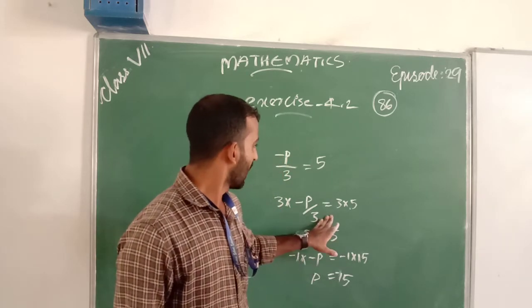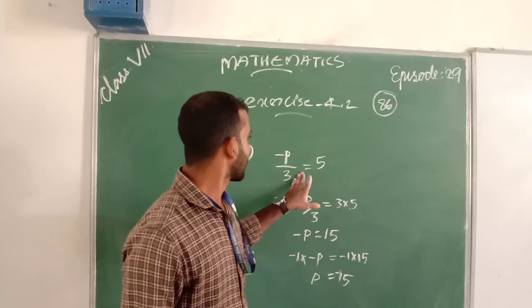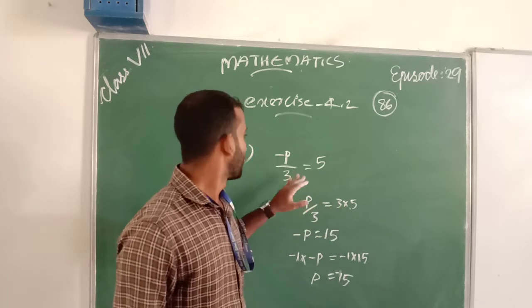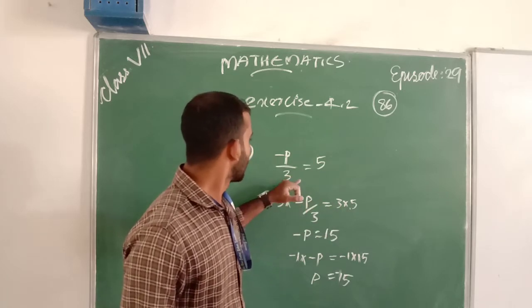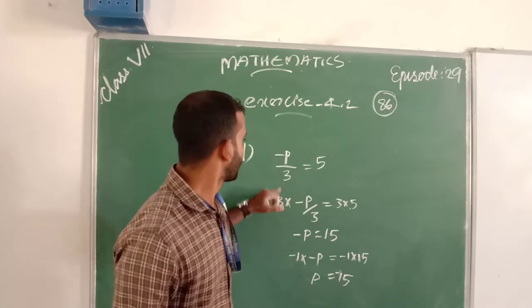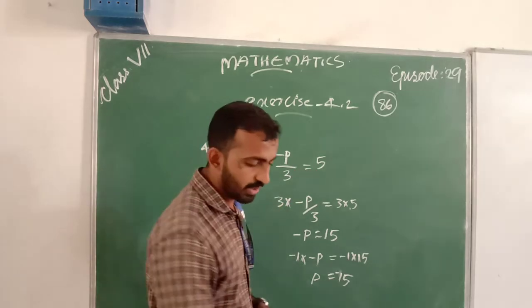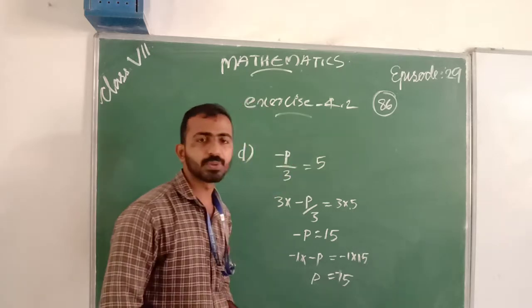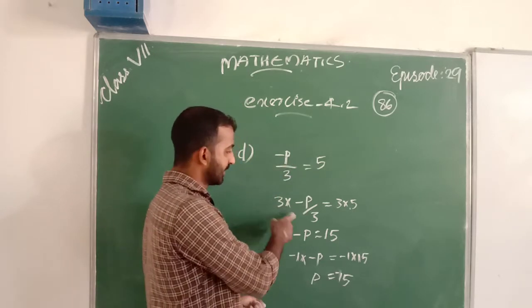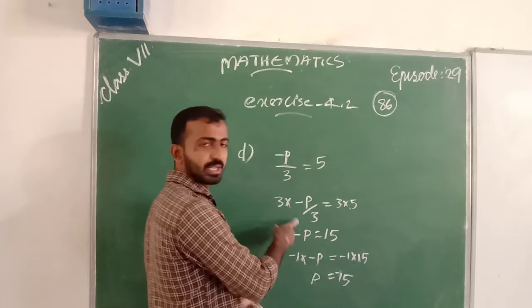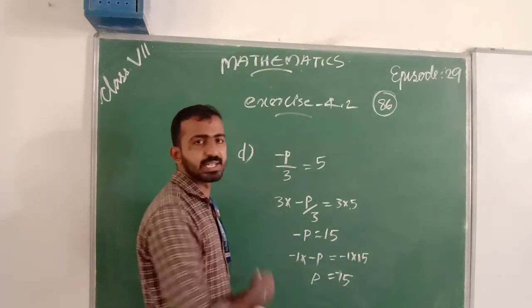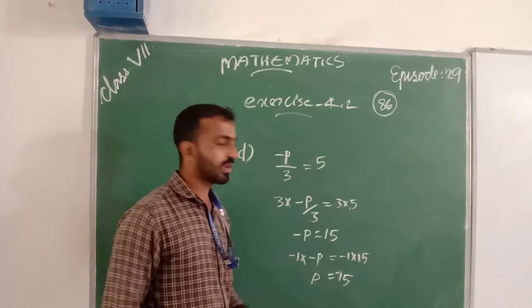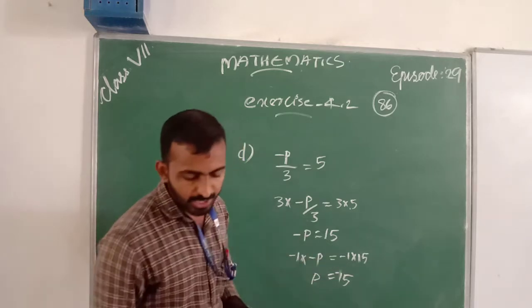Here is also negative p equal to p by 3. Here first we multiplied 3 on both sides, is it? Yes. Then we get negative p. Here 3 is cancelling, and 3 into 5 we get 15. Negative p equal to 15.